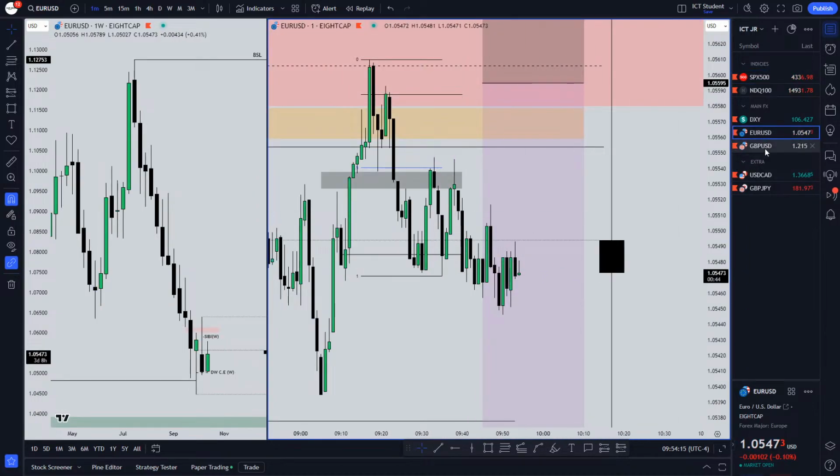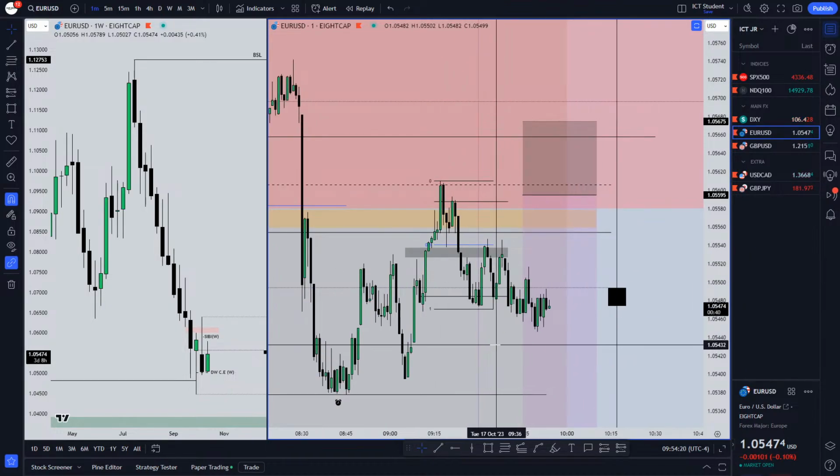EU and GU, very, very range bound markets right now. Trade idea is pretty hard to hold during these type of market conditions. But I'm gonna hold it.